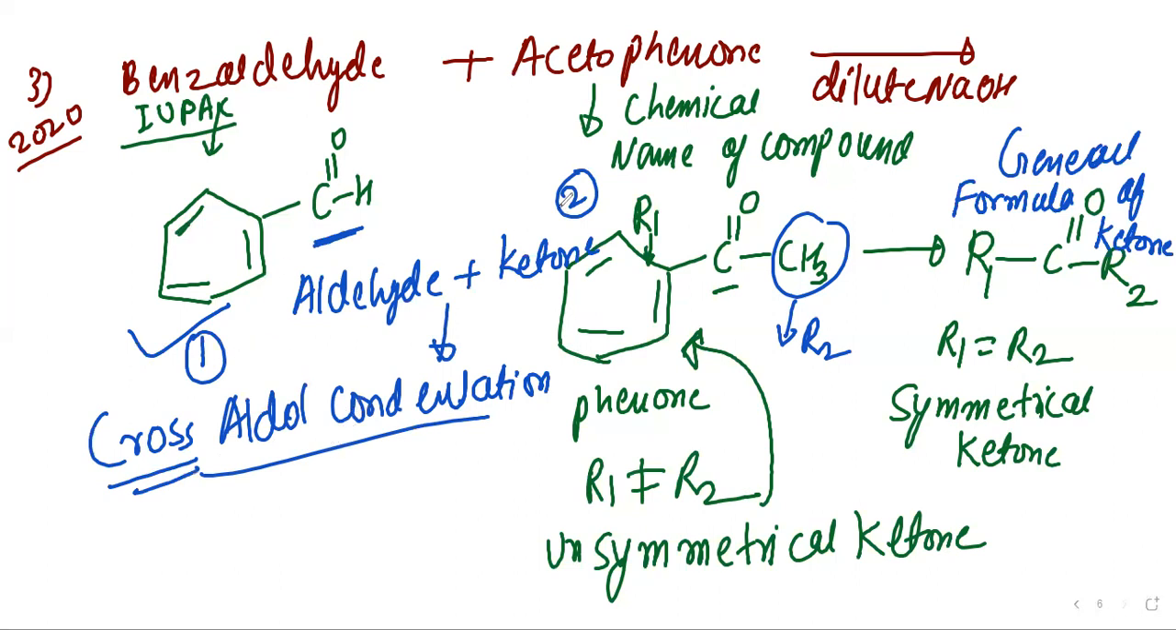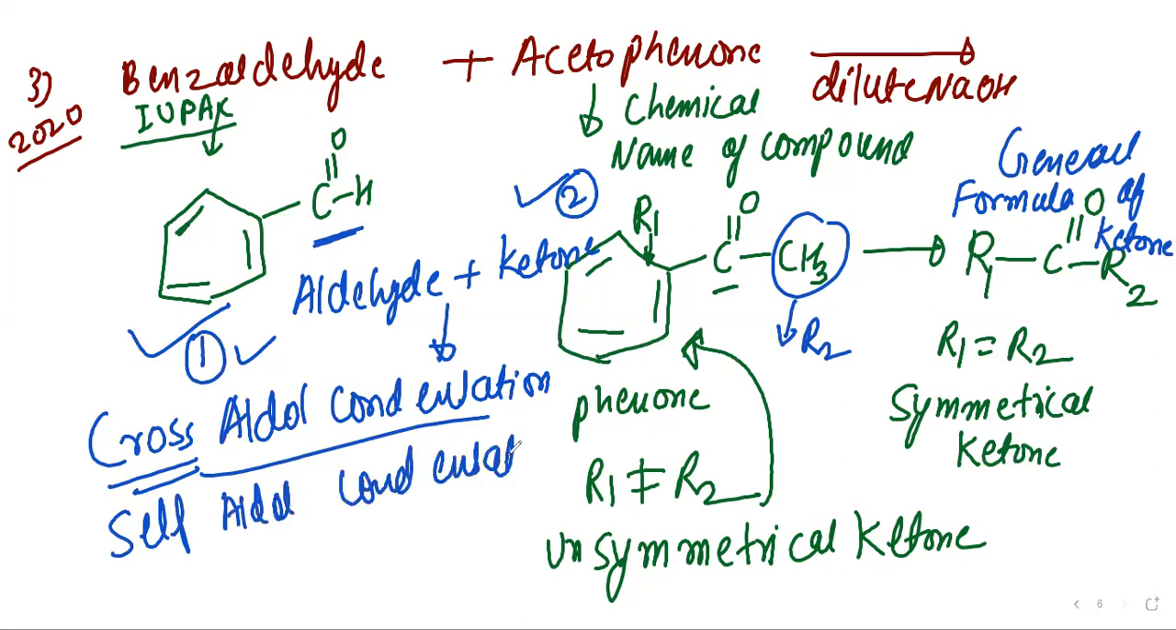And when this first and second will be symmetrical or the same compound, then it will be called self-aldol condensation. Self-aldol condensation. So write this name, then I will make you understand how this reaction will happen. Cross-aldol condensation. It is not required, but however I will tell. Asked in 2020.